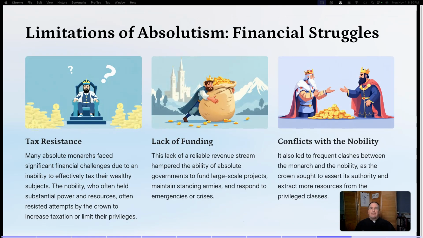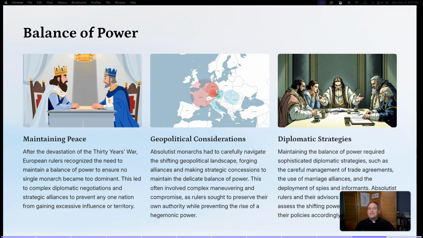Despite their power, however, absolute monarchs often faced financial challenges due to the nobility's resistance to increased taxation. The nobility, holding significant resources, could block the crown's revenue-raising efforts. This struggle for funds made it difficult to maintain armies and respond to crises, leading to frequent conflicts between the monarch and the nobility.